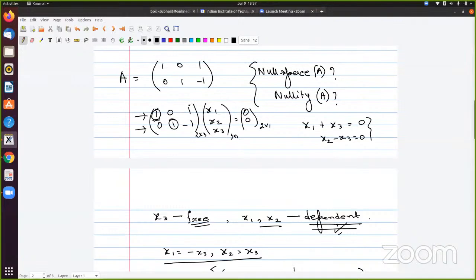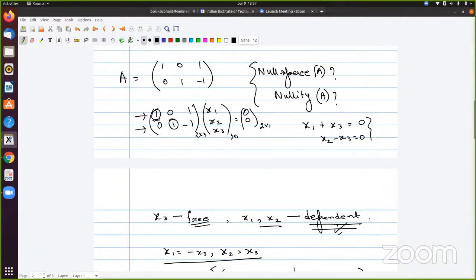Like x3 is a free variable. Cannot we have x4 and x5 as free variables? We can have. In that case, the matrix should be bigger, no? The matrix should be something cross 5. Then we have 5 variables. Yeah, I will give you an example.